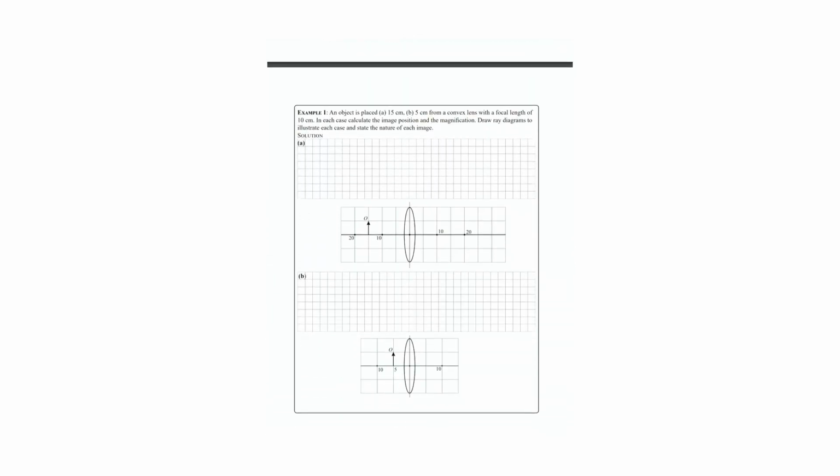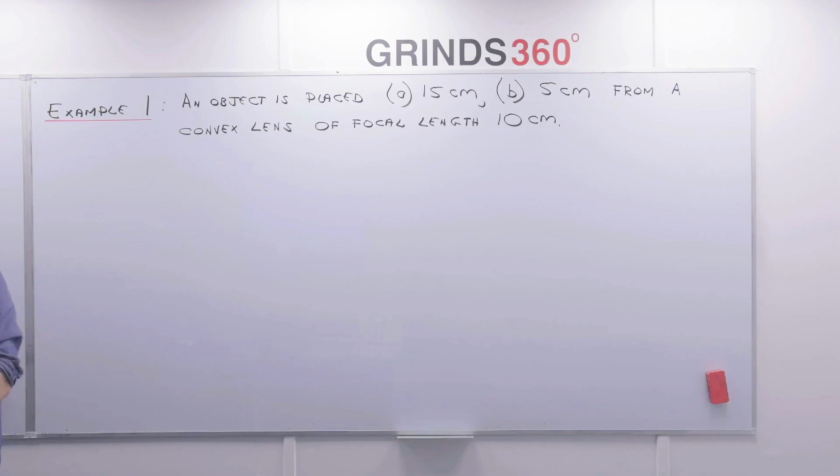Okay, let's go to example number 1. In example number 1, an object is placed 15 centimeters in part A, 5 centimeters in part B, from a convex lens with a focal length of 10 centimeters. f will be plus 10 because it's a convex or converging lens. You have to find the image position, v, and the magnification, M. They also want you to mix this up with ray diagrams. They want you to draw a ray diagram of the situation, and they want the nature of the image. Well, let's go ahead and do the mathematical approach first. So here we have example number 1.